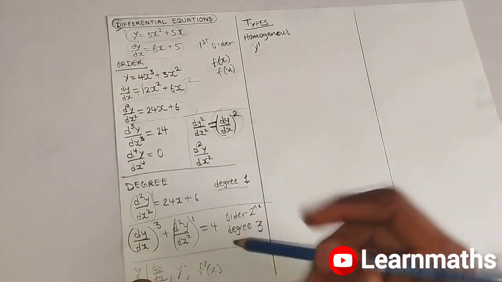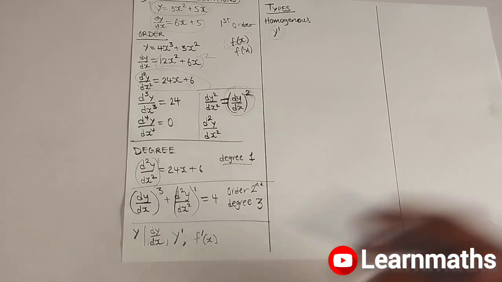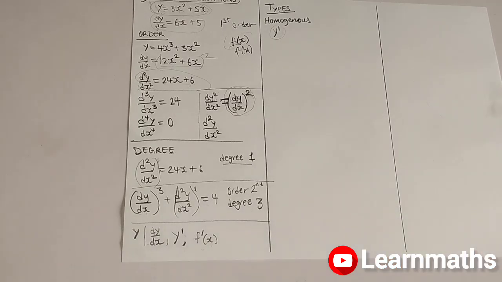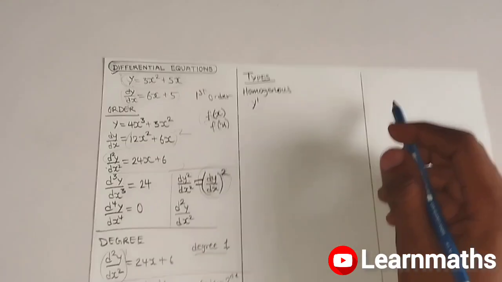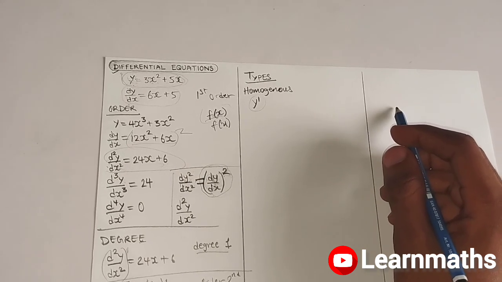The differential of this is going to be f prime of x, right? Since it's a function of x. All right, so I believe we're familiar or clear with that. So let's look at homogeneous equations.